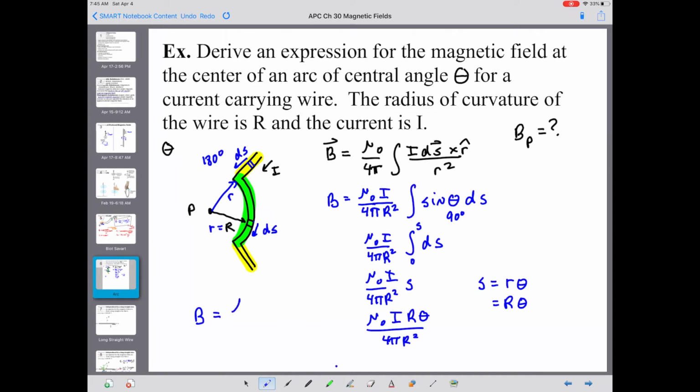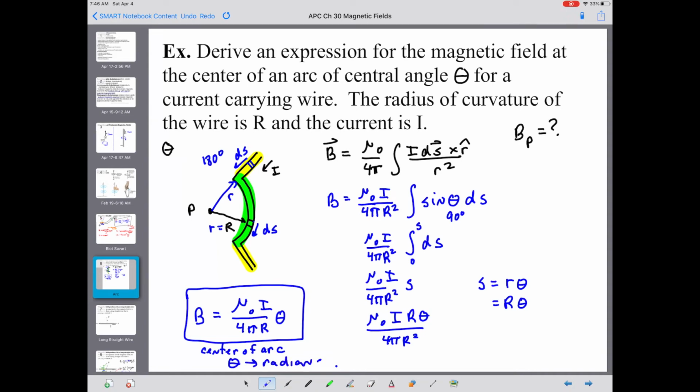One of your R's divides out, and you get B is equal to mu naught I over 4 pi R times theta. Now, I pulled the theta out kind of separate because theta is the one thing that's changing. The other things are basically all set by the given situation. So if you are at the center of an arc, then that will allow you to calculate what your magnetic field is. Theta must be in radians.